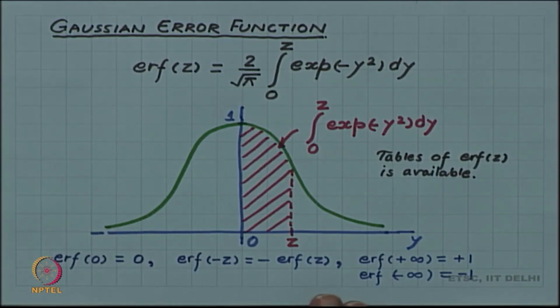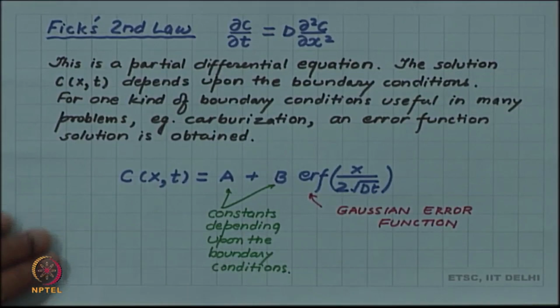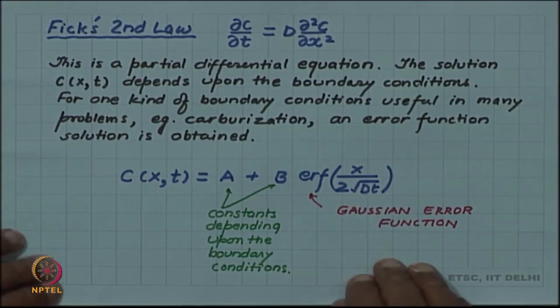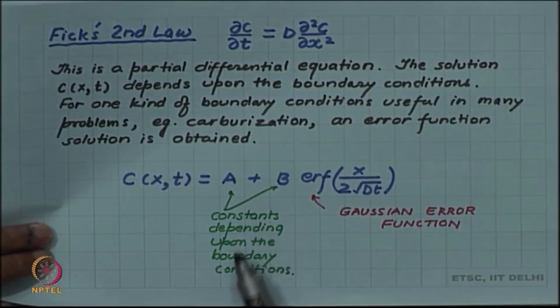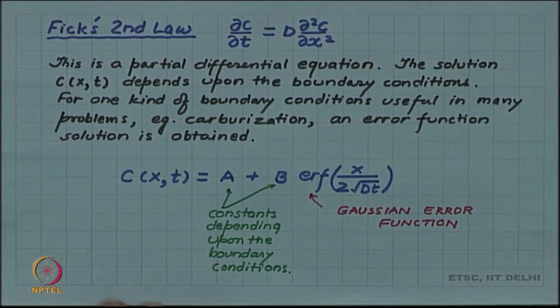So, this is your error function, and it appears in this solution C(x, t) equals A plus B times the error function of x by 2 square root Dt, and the constants A and B have to be determined by a specific boundary condition. We will take up one example of carburization and see how A and B can be determined for a particular specific situation.